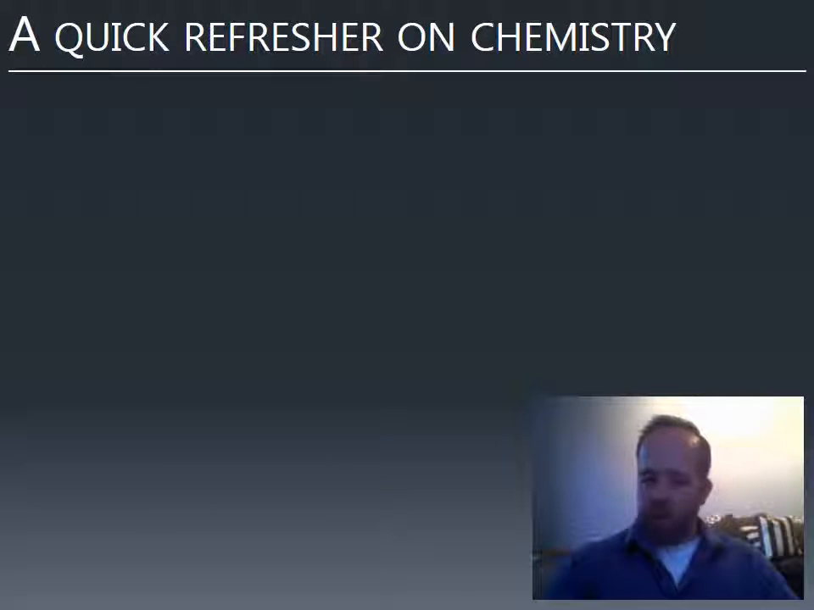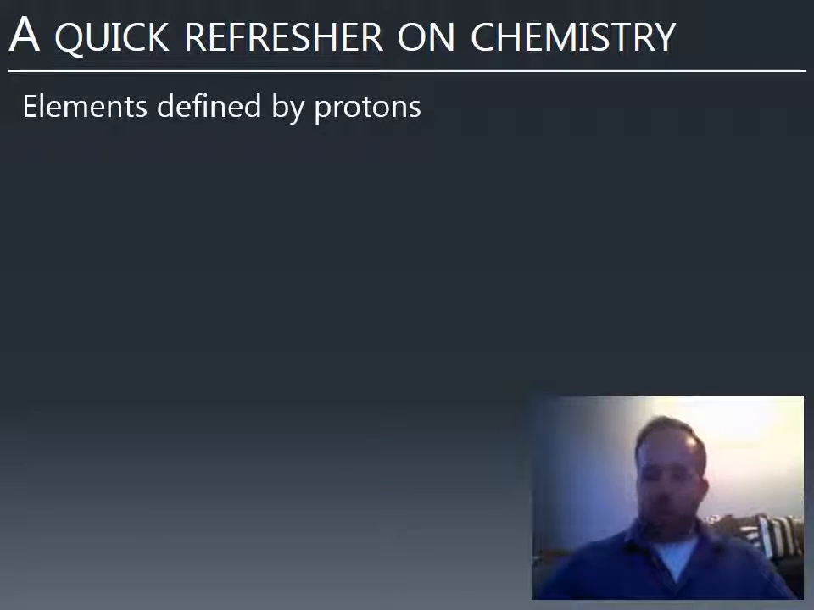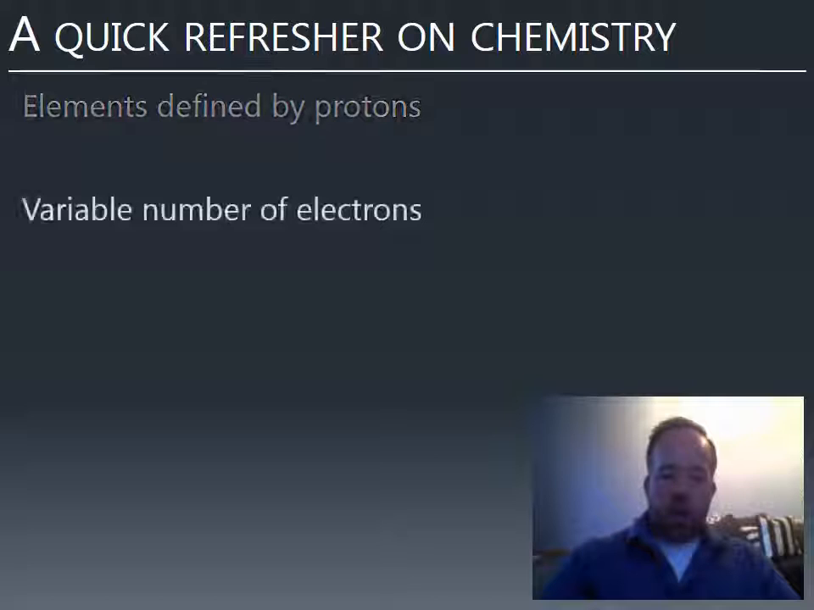So for those that haven't had chemistry in a while, quick refresher. Elements are defined by the number of protons they have, not proteins, protons. So a proton is a basic charged particle. It's got a positive charge. Hydrogen has 1 proton, helium has 2, lithium has 3, carbon has 6. And so this is what defines what the element is, the number of protons. Now for today, that's not as important as understanding that these atoms can have a variable number of electrons. Electron is the proton's counterpart. Proton is positively charged, electron is negatively charged.